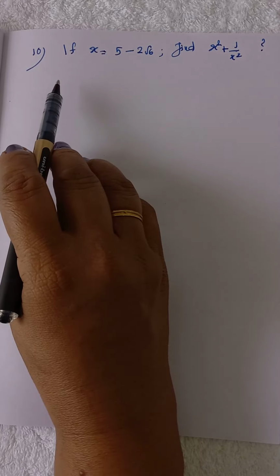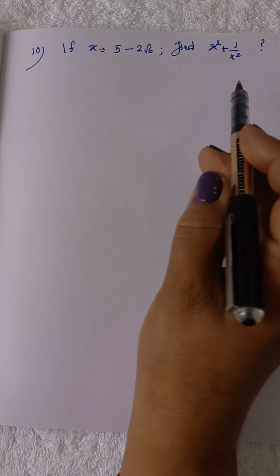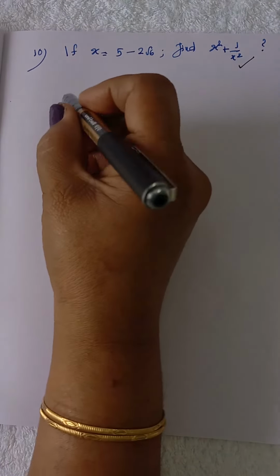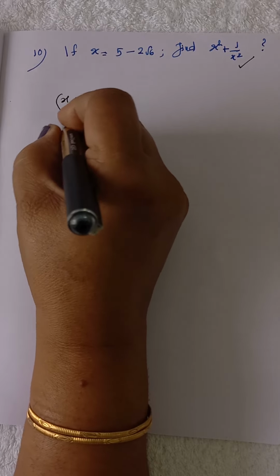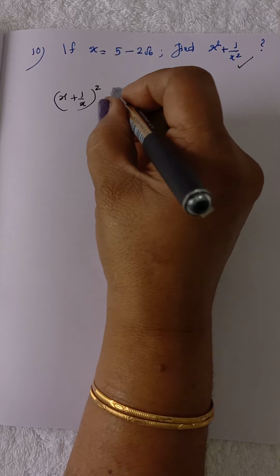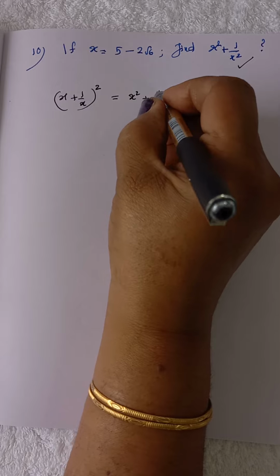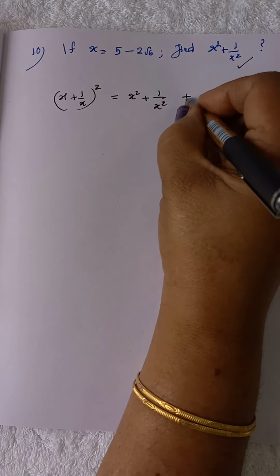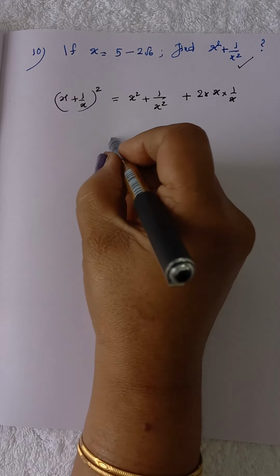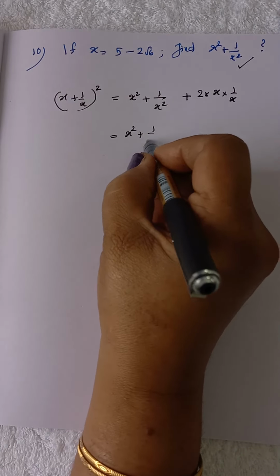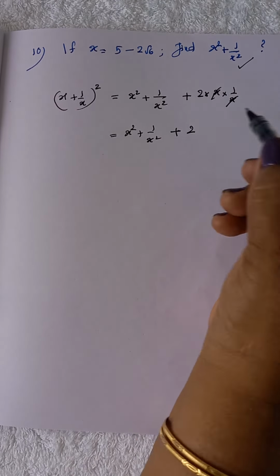Now the 10th question is, if x is equal to 5 minus 2 root 6, find x square plus 1 by x square. So in such questions, first of all, what we have to do is x plus 1 by x whole square we have to find out. What is that? A plus b whole square form. So x square plus 1 by x square plus 2 into x into 1 by x. That is equal to x square plus 1 by x square plus, this x and x we can cancel, so what is remaining? 2.